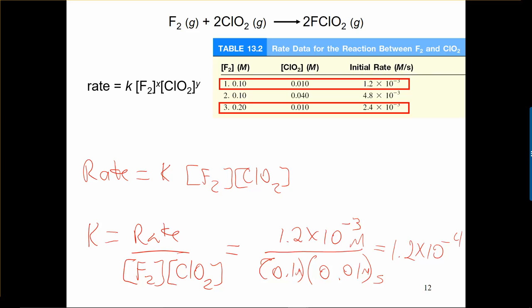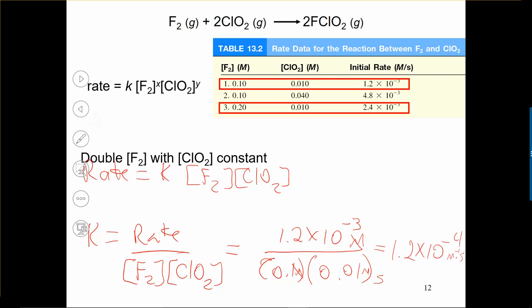If I look at my units for this rate constant, the rate is in molarity per second, and each of these is in concentrations of molarity. So here the molarity units cancel, and I'm left with molarity to the negative 1 and seconds to the negative 1, both on the bottom. And that's how I'm going to determine my rate constant, the constant that I would use in this experiment.